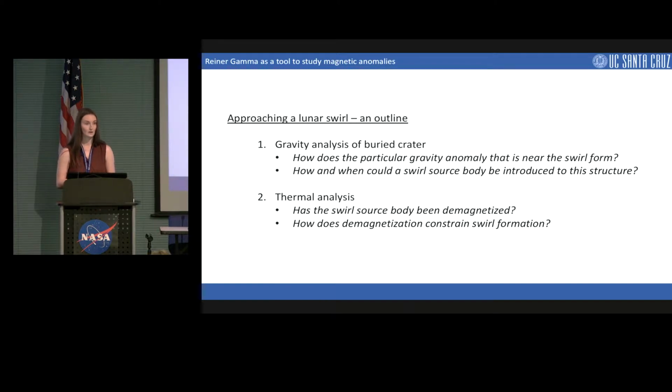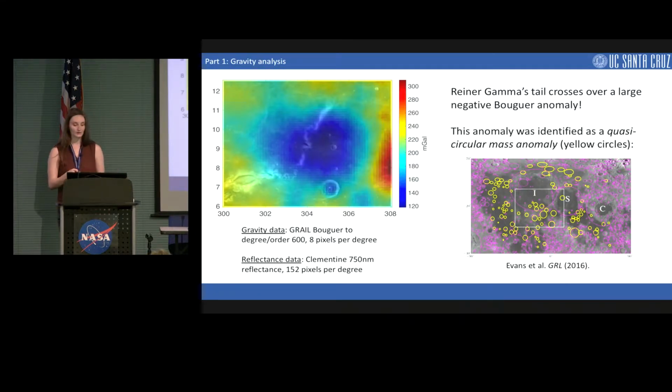Okay, so for the gravity analysis first, this map has Bouguer gravity, and the swirl is overlain on top of it. You can see that the tail crosses over this large negative Bouguer anomaly. This was identified in a paper by Alexander Evans in 2016, that one right there, as a quasi-circular mass anomaly, which they argued are most of them buried craters.